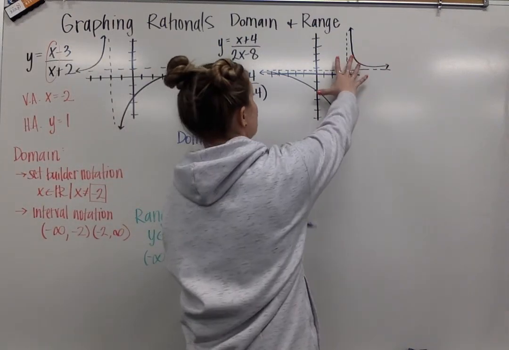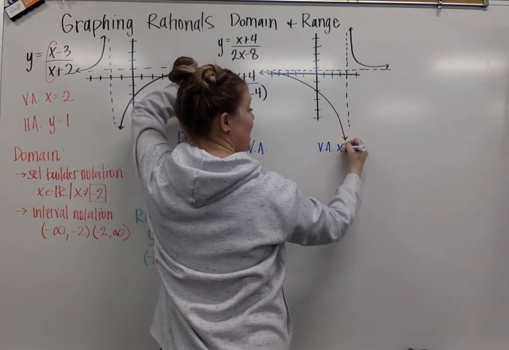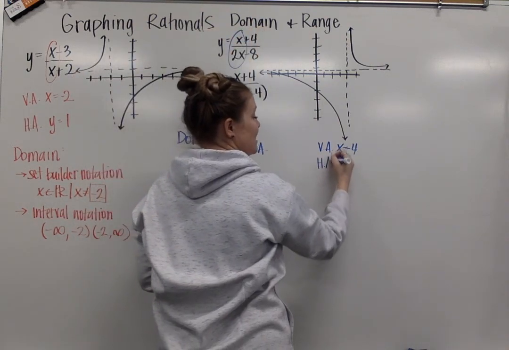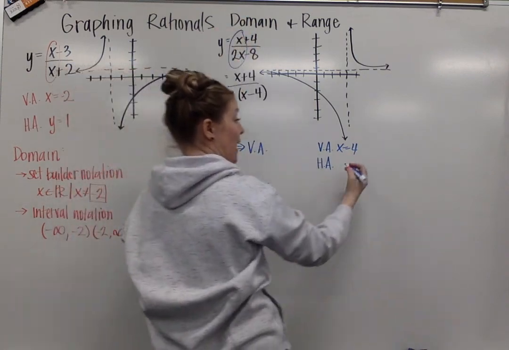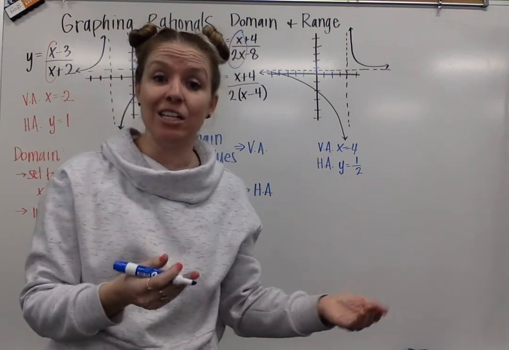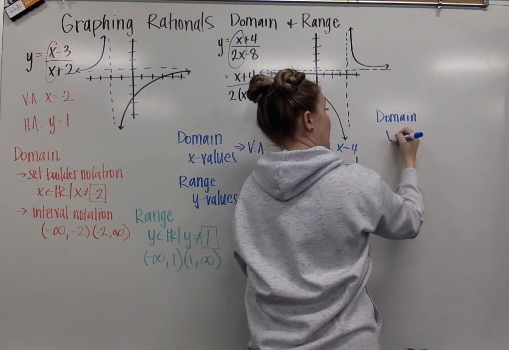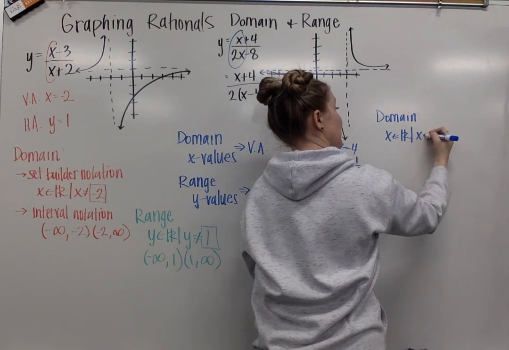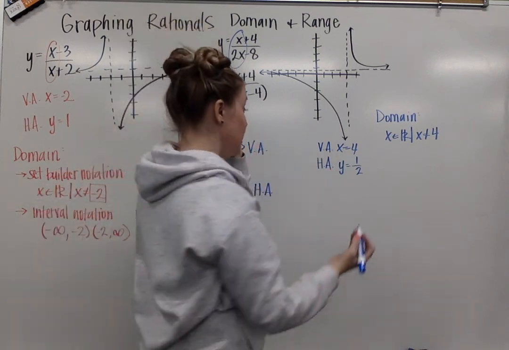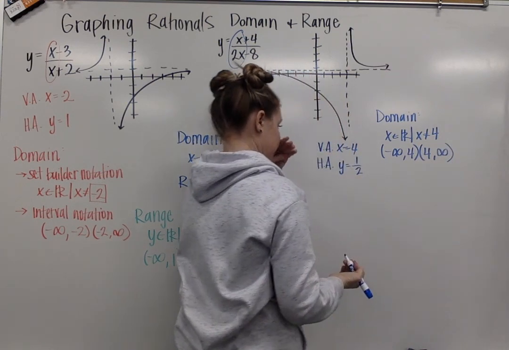We have this graph. If we were to look real quick we can see our vertical asymptote is at x equals 4. Then if we look for the horizontal asymptote, it is x over 2x, so that's going to reduce to 1 over 2. From there, we can translate that into our domain and range. So my domain, x is an element of all real numbers, but x cannot equal 4. If I plug in 4, I'm dividing by 0. That's a problem. That also looks like negative infinity to 4 and 4 to infinity.